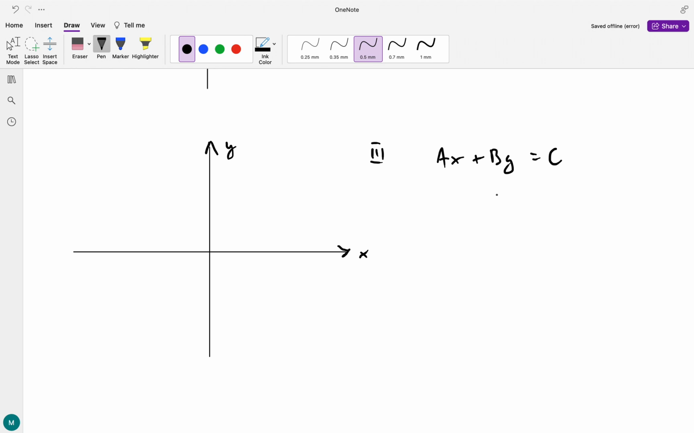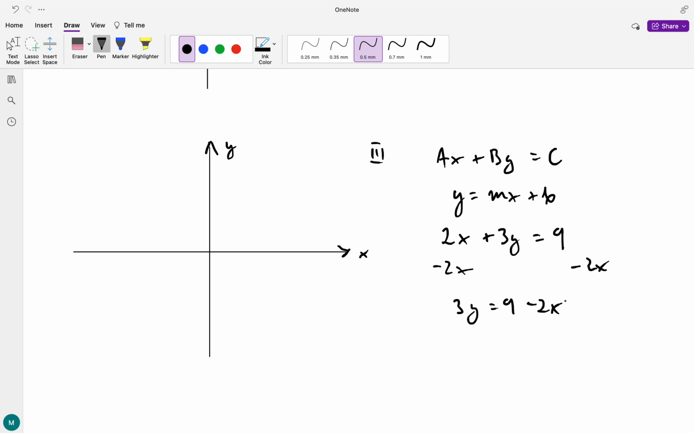But what I recommend whenever you're working with the standard form is to transition it first into the slope-intercept form, which is y is equal to mx plus b. And that's what we're going to do. We're going to have 2x plus 3y is equal to, let's say, 9. Okay, so let's start moving some things around. First, let's subtract 2x from both sides. So we are going to have 3y equal to 9 minus 2x.